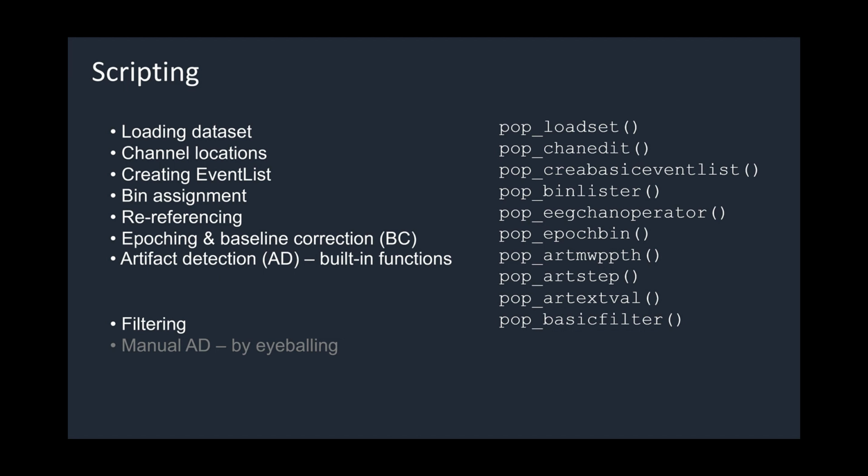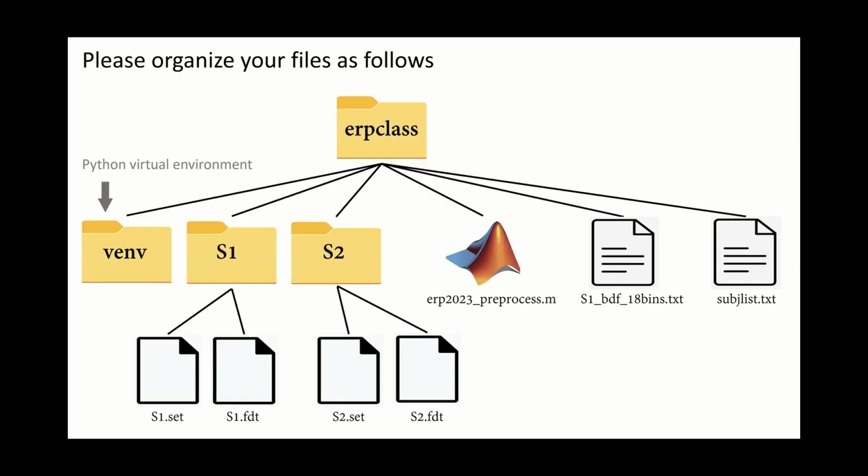And the script I've uploaded onto my Google Drive link. And there's also a text file called subjectlist.txt. So you guys can go ahead and download these two files from my drive. However, before we get started, there is one thing that is super important that you must pay attention to, which is that after you've downloaded ERP2023_preprocess.m and also subjectlist.txt from my drive, please do make sure that your files are exactly organized as shown in this figure, because otherwise the script is not going to run properly.